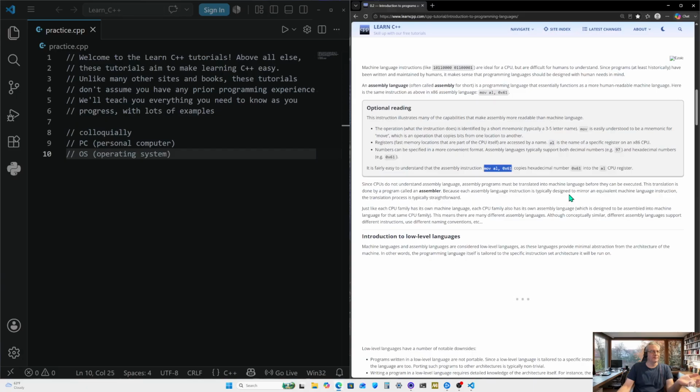But when it comes to assembly language, it looks like it's an assembler that does the same thing, translates from what you understand to something that the computer would understand. Just like each CPU family has its own language, machine language, each CPU family also has its own assembly language, which is designed to be assembled into machine language for that same CPU family.